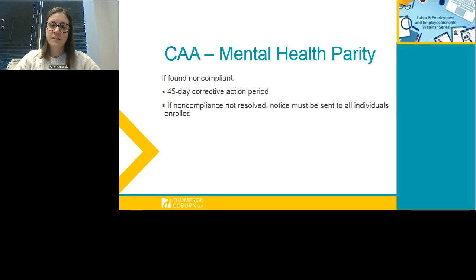So if this information is requested and it's not provided, or it's not provided in its entirety, there's a 45-day corrective action period to provide any additional documents that are needed. If the non-compliance is not resolved at the end of that 45-day period, plans must provide a notice to all individuals enrolled in the plan, informing them of the non-compliance.